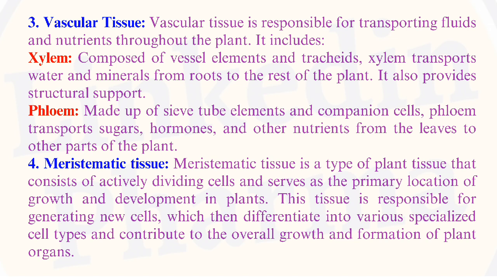4. Meristematic tissue. Meristematic tissue is a type of plant tissue that consists of actively dividing cells and serves as the primary location of growth and development in plants. This tissue is responsible for generating new cells, which then differentiate into various specialized cell types and contribute to the overall growth and formation of plant organs.